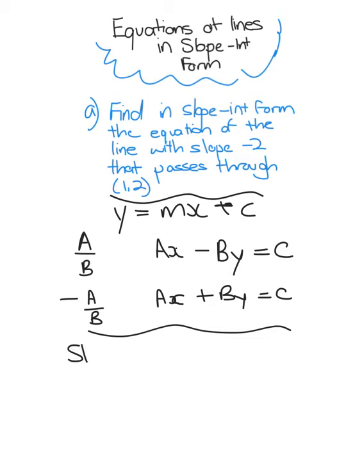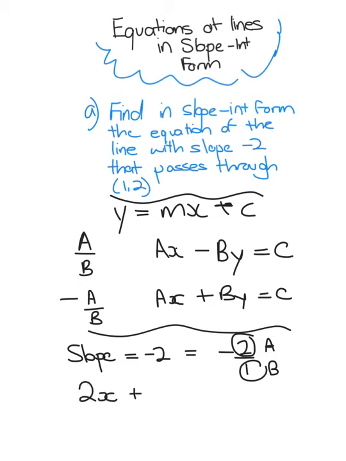So we know that the slope in this case is negative 2, and we can write that as negative 2 over 1. So in this case, a is 2 and b is 1. And we've got a negative sign, so we're going to form ax plus by equals c. So it's going to be 2x plus 1y, equals c. And remember, instead of writing c, we substitute in the point. So the point up here is 1, 2.